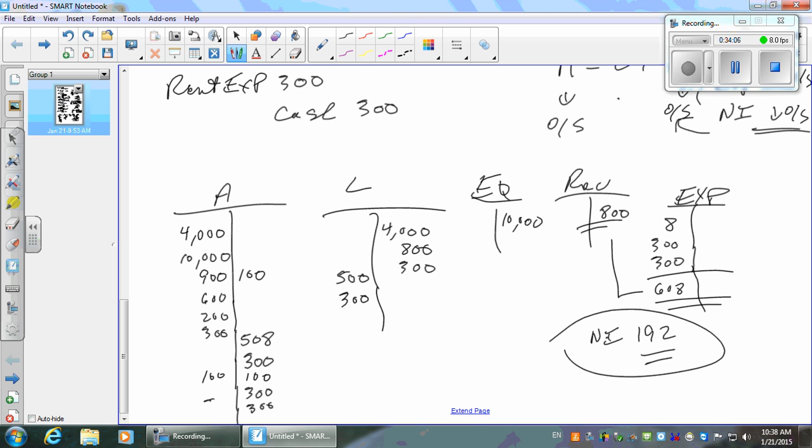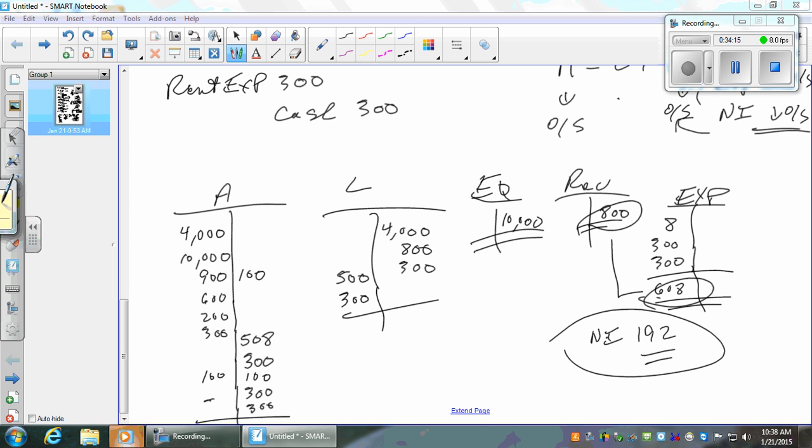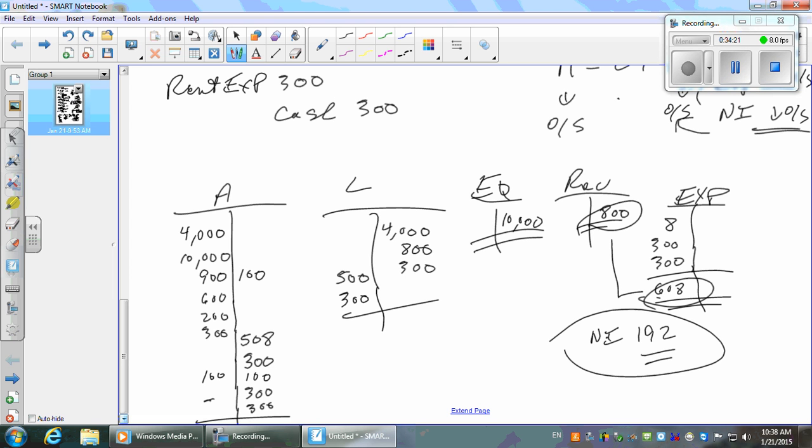What's the total revenues? 800. What's the total expenses? 608. What's the total equity? 10,000. Somebody please do the assets for us. Debits less the credits: 14,492 debit for assets. And if equity's 10,000, the liabilities have to be how much? Because assets equal liabilities plus equity. Everybody agree with that? So 14,492 less 10,000, what does liabilities have to be?